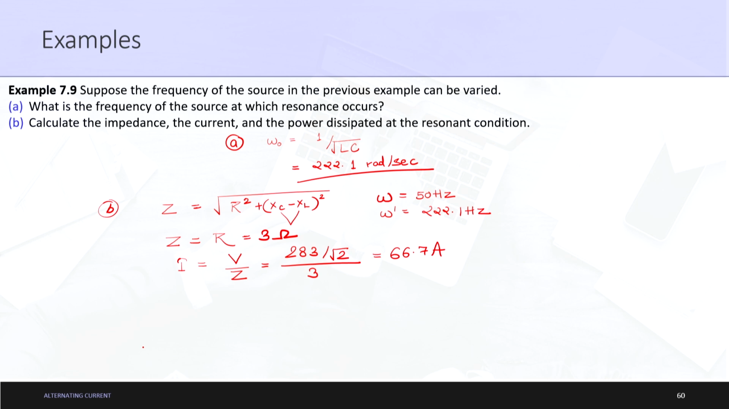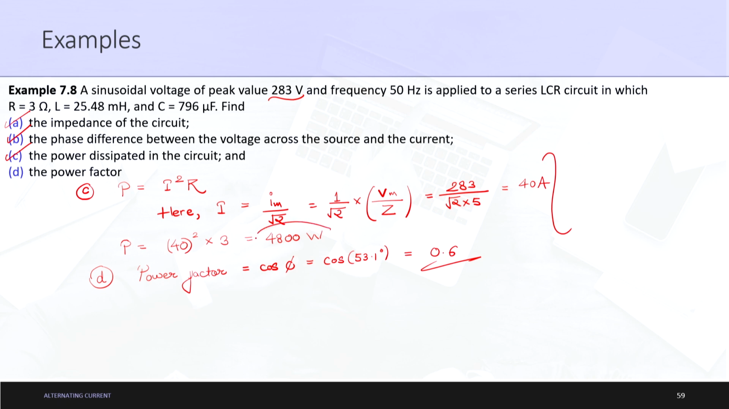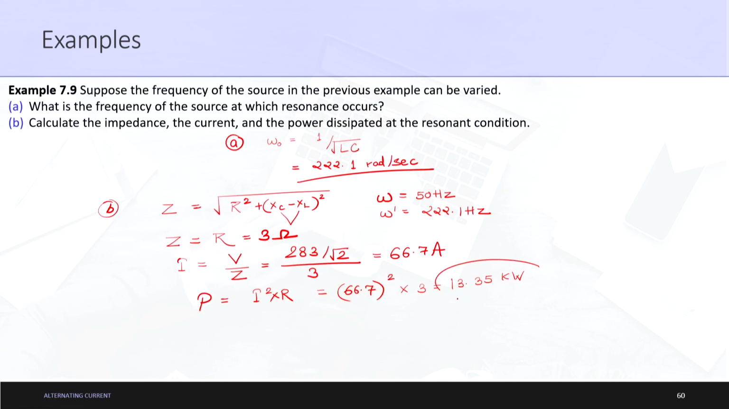And finally, the last question says that we need to calculate the value of power. So, we know that the power is nothing but equal to I square into R, correct. So, what is I square R basically here? I square R is nothing but equal to 66.7 whole square into 3, that is nothing but equal to 13.35 kilowatts. Okay. So, if you see very clearly, here the power obtained was 4.8 kilowatts, right. So, this can also be written as equal to 4.8 kilowatts, but if you see for the resonance section, you are getting the answer as 13.35 kilowatts.